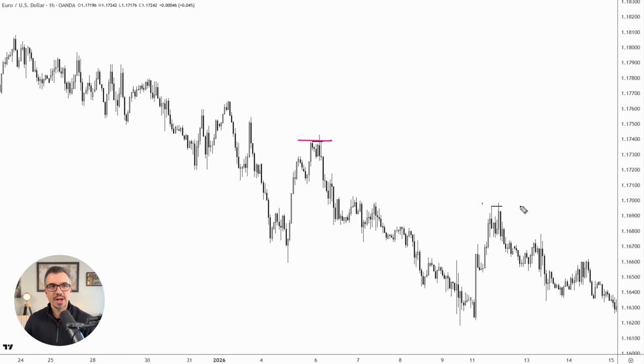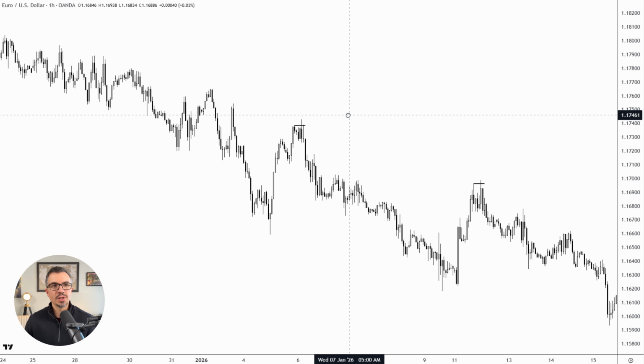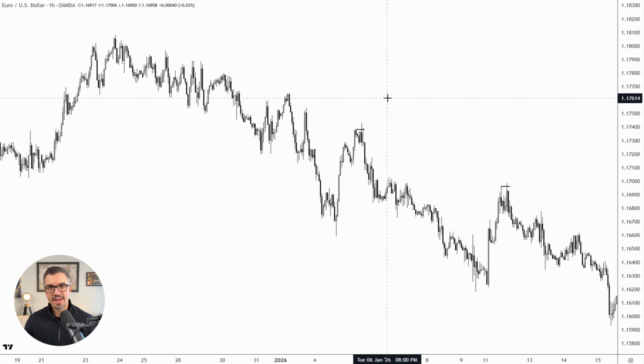Now, before we get into the actual setup, what I want to show you is that this market was clearly making lower highs and lower lows. And a couple of things occurred here. I want to show you how to look for these areas in the market where you're going to likely get a reversal, and also think about context on higher time frames.